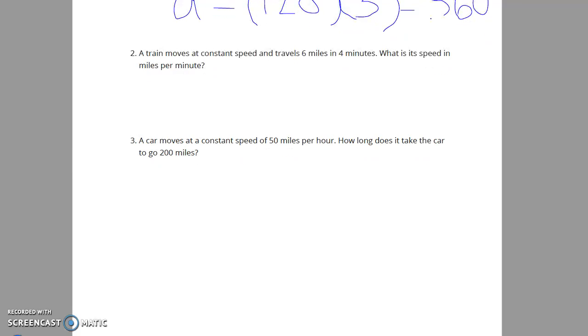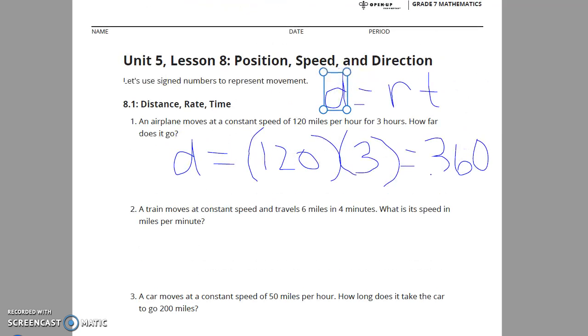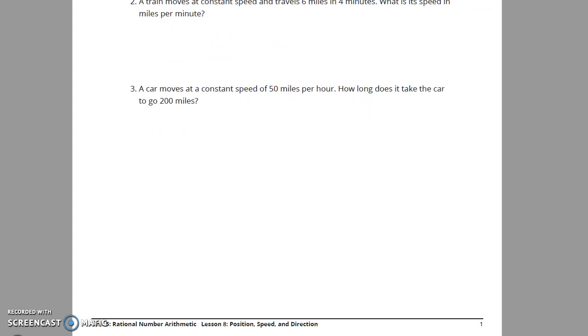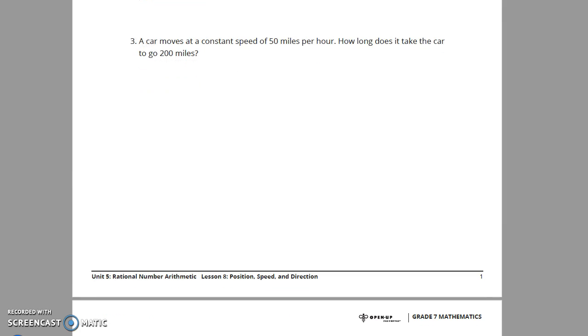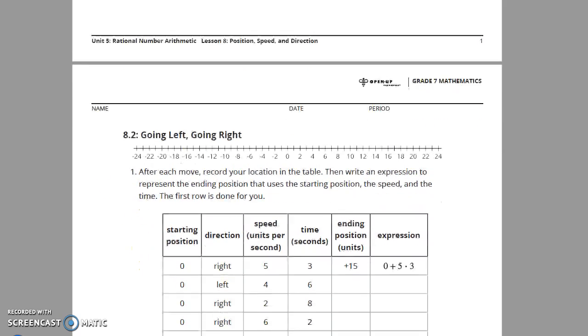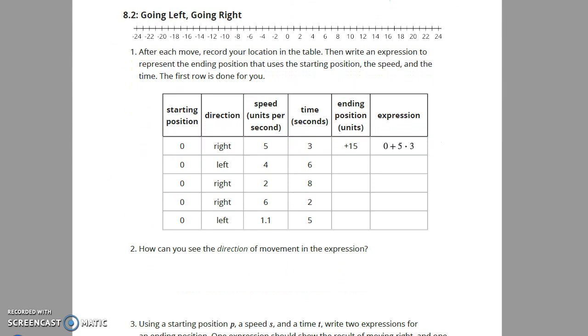A train moves at a constant speed and travels 6 miles in 4 minutes. What is the speed in miles per minute? The distance would be the 6 miles, and the 4 minutes would be time. So you are solving for the rate. A car moves at a constant speed of 50 miles per hour. How long does it take the car to go 200 miles? Complete this problem as well. Hit pause, and when you're ready, we'll move on to our next one.